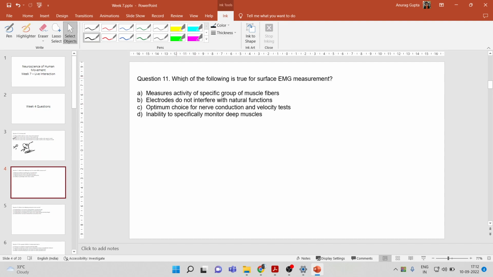Okay, so which of the following is true for surface EMG measurement? A. Measures activity of specific group of muscle fibers. B. Electrodes do not interfere with natural functions. C. Optimum choice for nerve conduction and velocity tests. Or D. Inability to specifically monitor deep muscles. So again, I'll give 30 seconds to answer this.